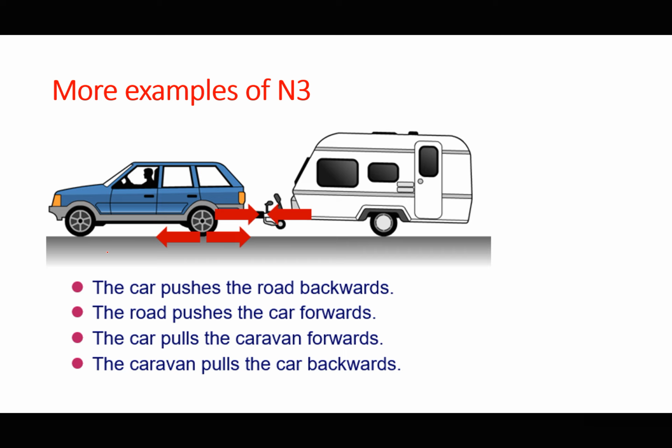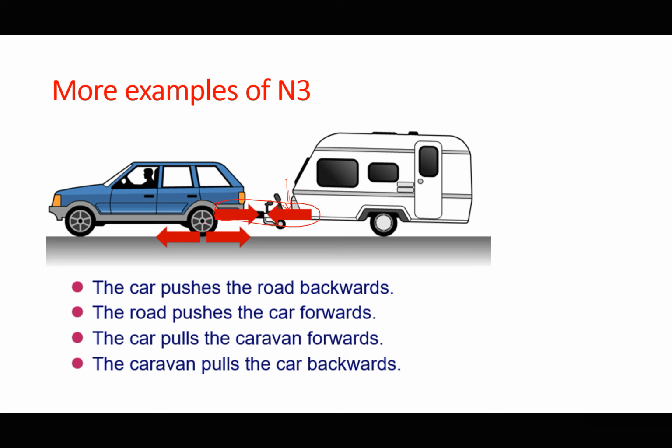So the car pushes the road backwards. In other words, the wheels push the road backwards. But because the road is rough, the road pushes the car forwards. Then at this point of contact between the car and the carrier behind, the car tends to pull the caravan forwards. So this force here, the car is tending to pull the caravan or the carrier forward.